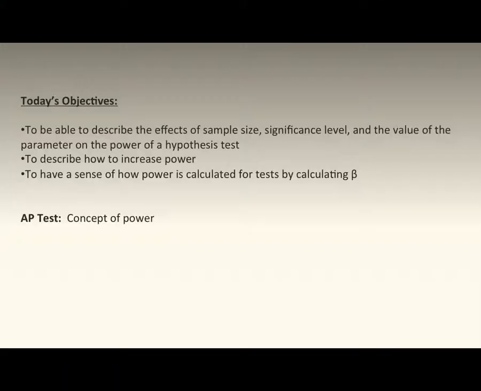Okay, so today we're talking about section 5. Here are the 3 things that we're going to cover. First of all, we're going to talk about how sample size, significance level, and the value of the parameter affect the power of the test. And of course, we're going to talk about what exactly is power. We're going to talk about how to increase power, and then we are going to get a sense of how power is calculated. So we're actually going to calculate power.